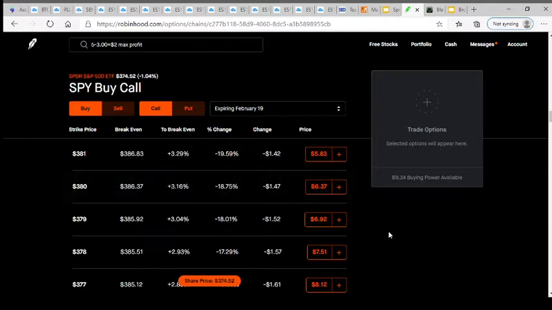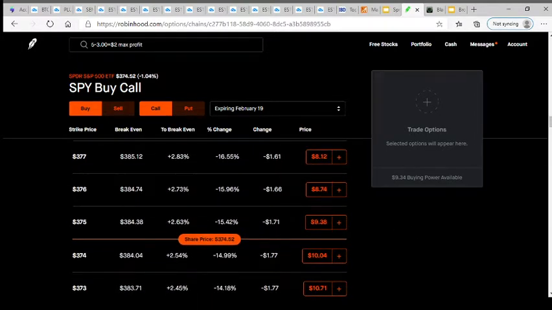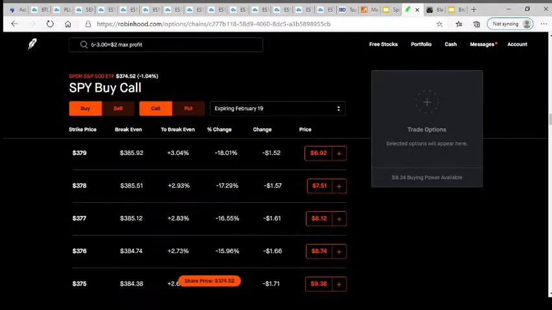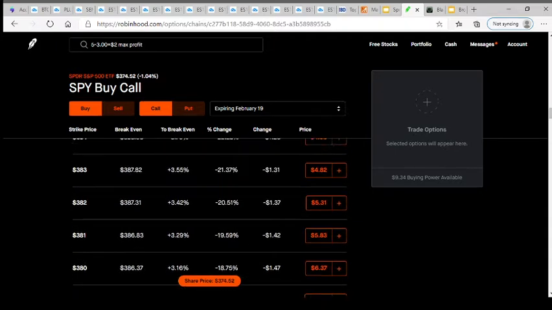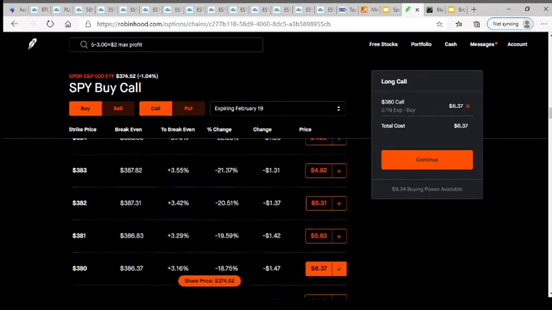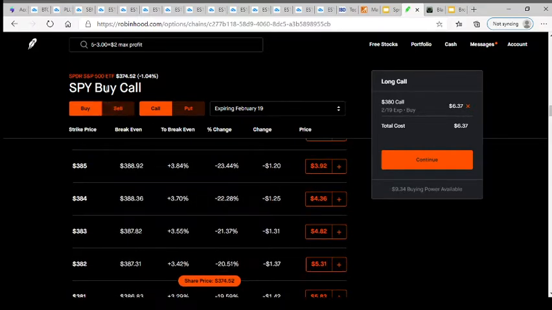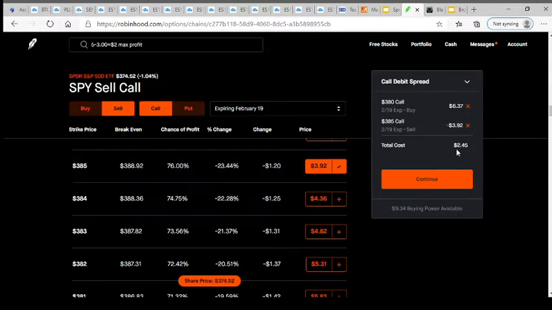$5 or $10, I don't like that. So I want to keep it tight. That's why we're doing spreads, so we can keep it tight at the money to keep our probability of profit. This is more statistical. So let's just say, for demonstration purposes, we did the 380 by the 385, and we think SPY is going to fly. So now we're only paying 2.45.